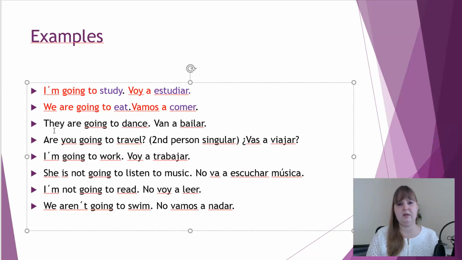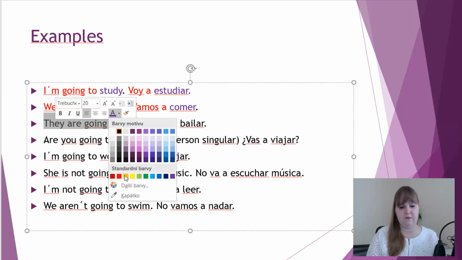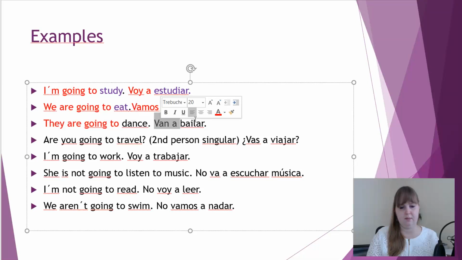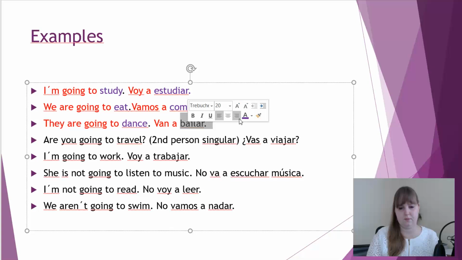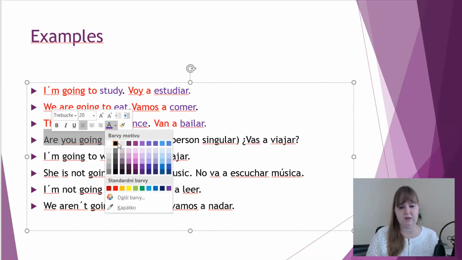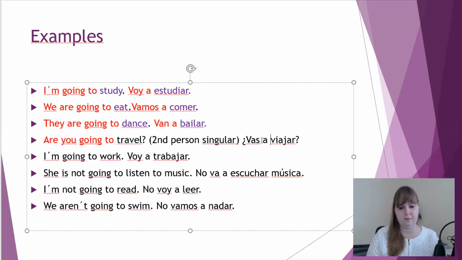Then we have the sentence, they are going to dance. They are going to means van a, and dance means bailar. The next sentence is a question. Are you going to travel? And we should use the second person singular. Are you going to means vas a, and travel means viajar.